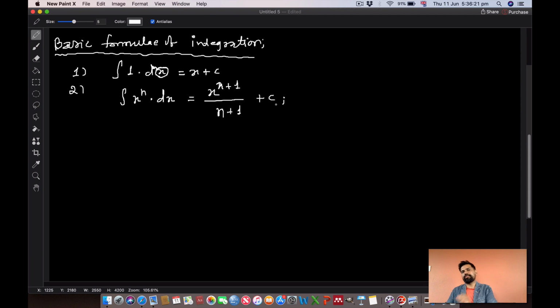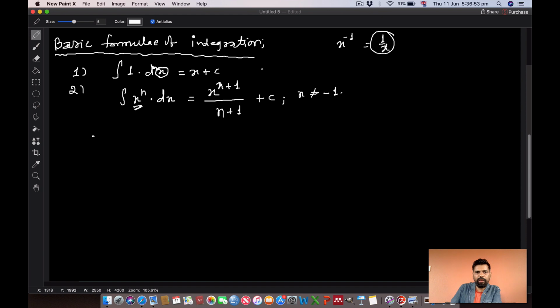Now this formula is not sufficient. Why? Because when we put the value of n equal to minus 1, then what happens? Then the structure of this function does not look like that. If n is equal to minus 1, then it becomes 1 over x, so it looks like a different function. So we say here n is not equal to minus 1.